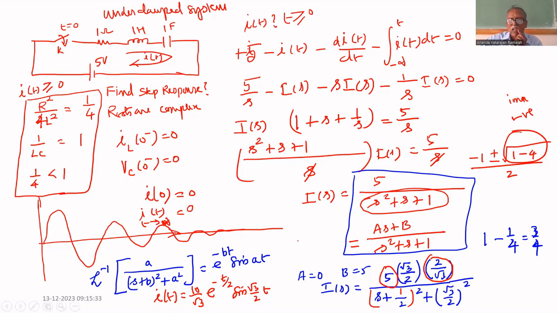Or you can find from s I of s, limit s tends to 0, you can substitute and find. If you multiply the numerator by s and s tends to 0, you will get 0 automatically. So always finding the final value and initial value from I of s is better. I of s equal to 5 divided by s square plus s plus 1. I of 0 equal to what? I of infinity equal to what?